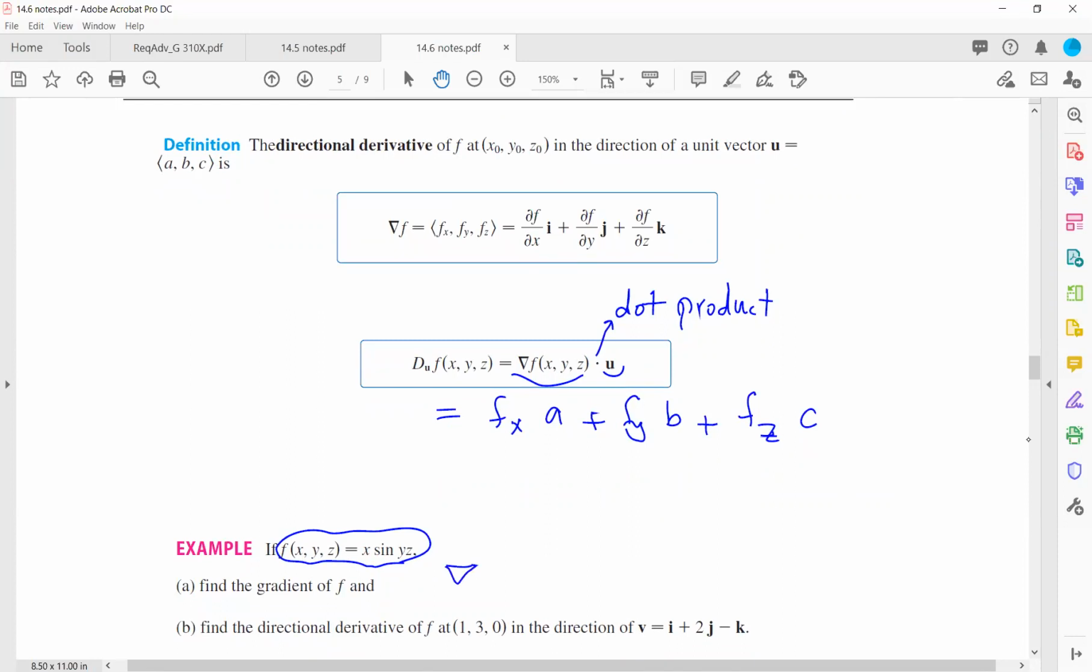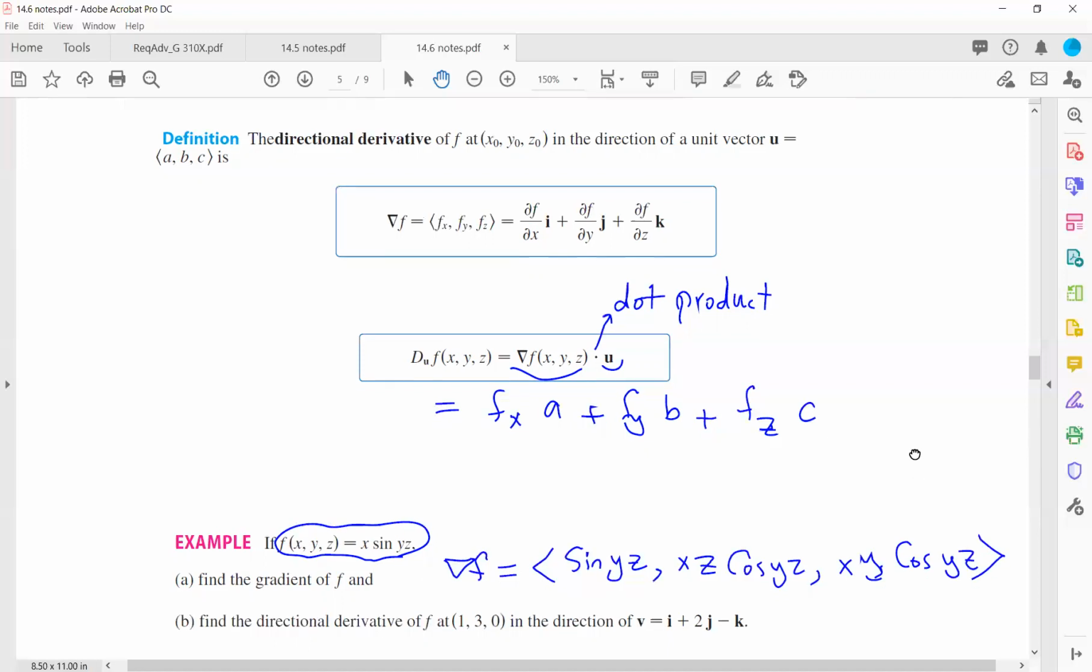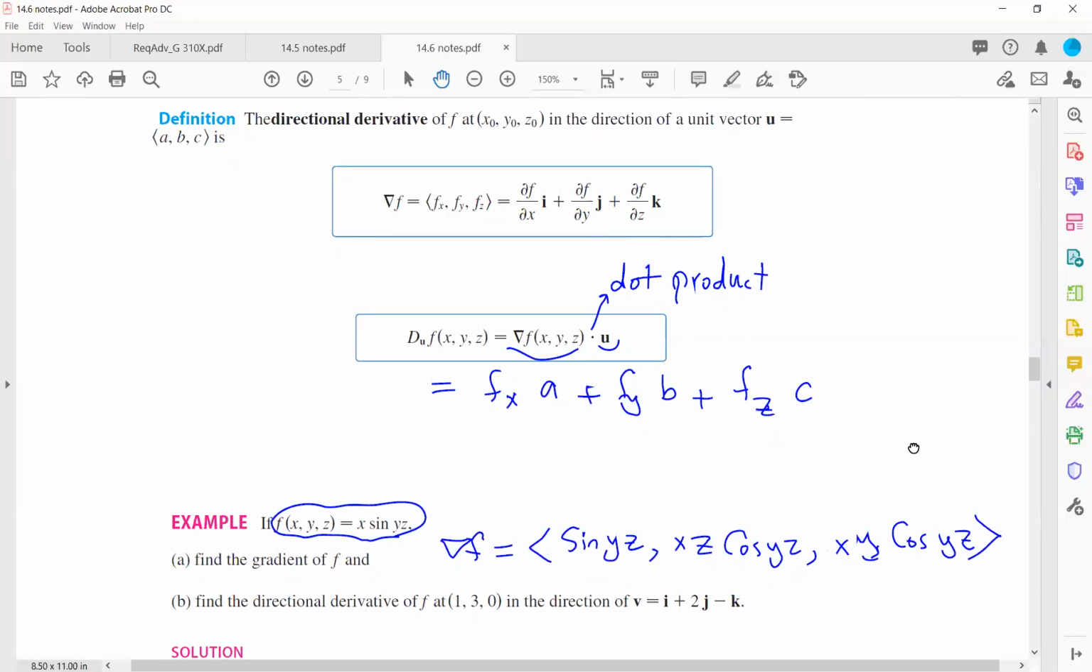The gradient of the function is equal to, taking the partial derivative with respect to x, sine yz, comma, partial derivative of f with respect to y, xz cosine yz. Then taking the partial derivative of f with respect to z is x y cosine yz. This is the gradient of the function. Then it says calculate the directional derivative at this point.